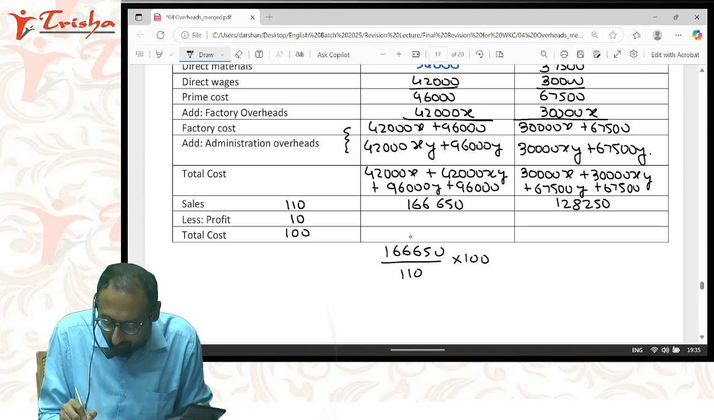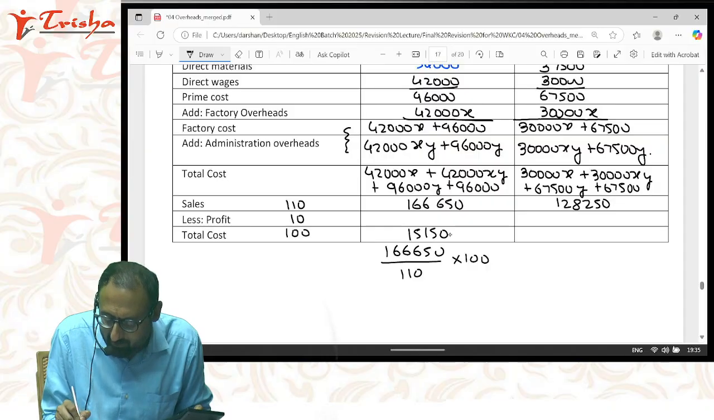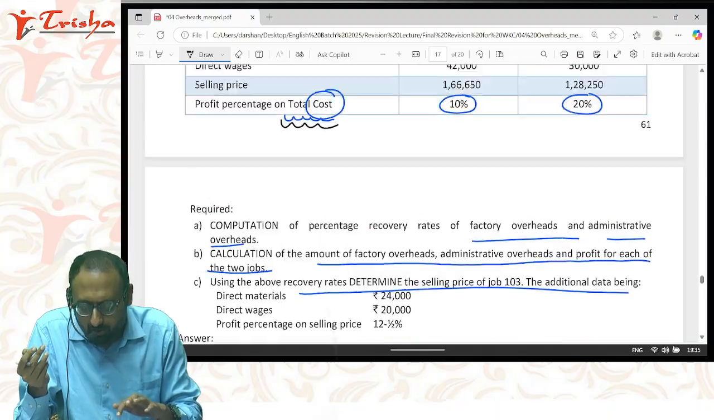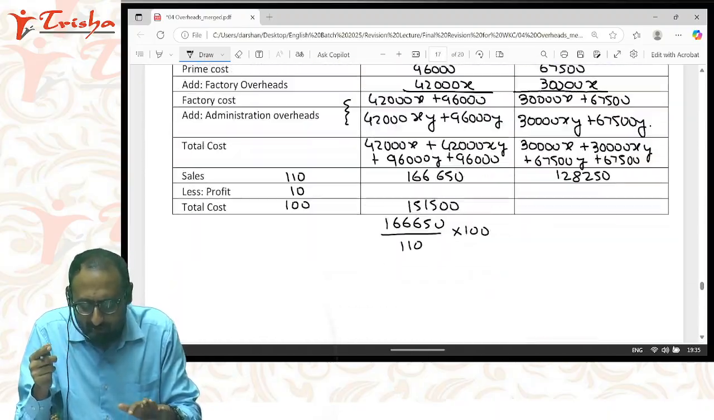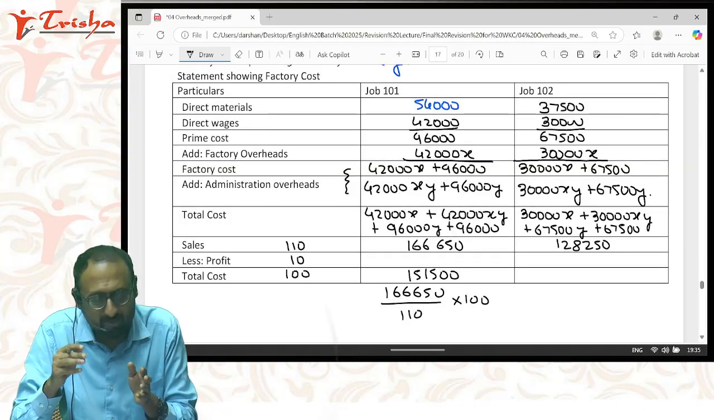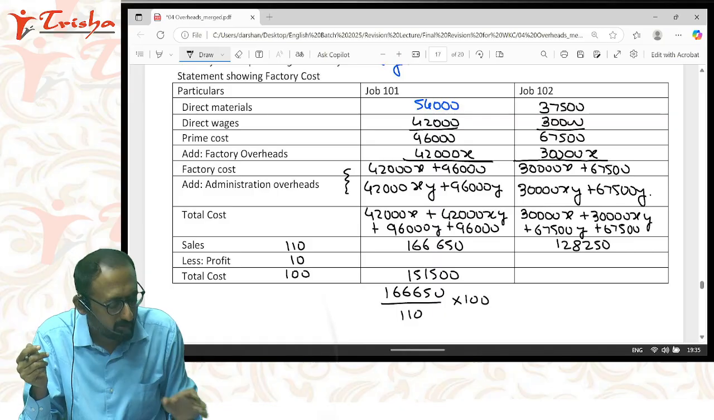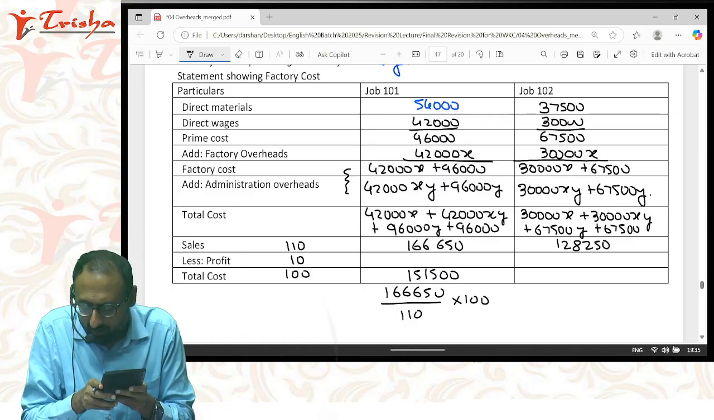Is it 151,500? Correct, guys? In the second scenario, how much is the profit given? 20% on cost. 20% on cost is equal to 16.67% on sales. Right? You can check that.